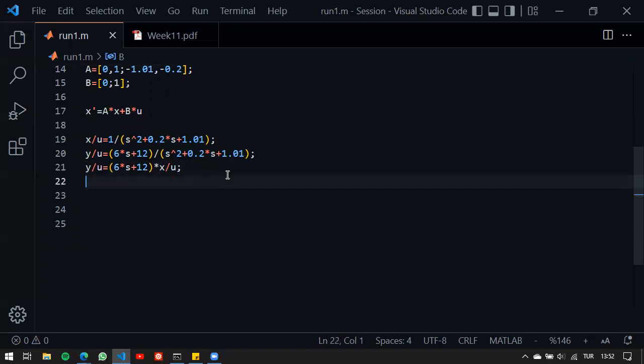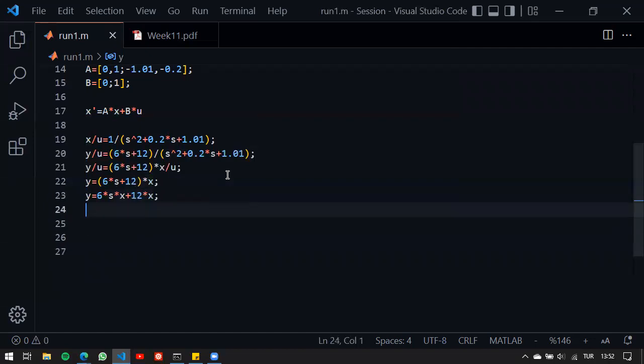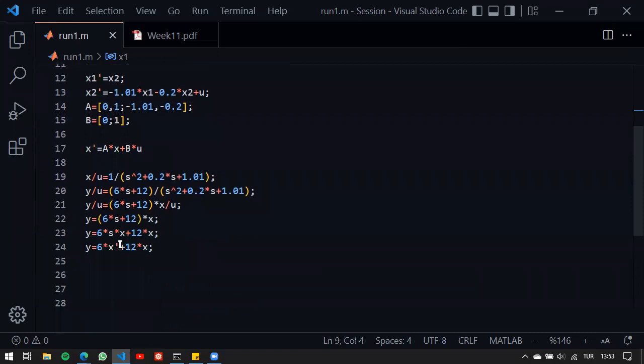And since this is a static equation, or it can be a static equation, if I multiply with u, you'll get y equals 6s plus 12. And again, expand this into 12x and then 6sx. Now here, instead of having a u derivative or stuff like that, I have basically the x derivative, which is already one thing that I've defined here. And that's x2. So I can just use x2 here and x1 here.